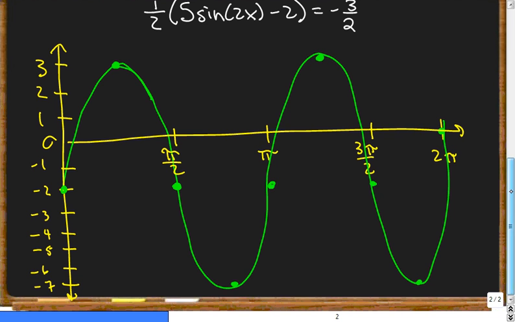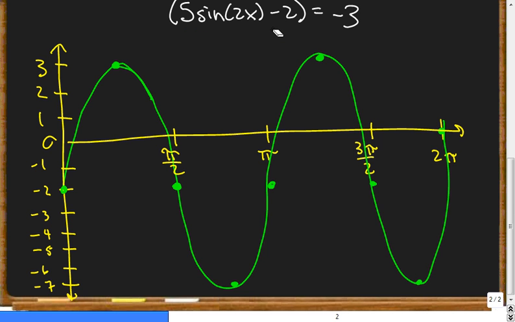So how is this altering it? We know this graph. That's the green graph right here. If we have a half of that, it would actually squish the graph. But we don't actually need to think of it in those terms. What we could do is multiply both sides by 2, and that would return us to our green graph. If we multiply both sides by 2, this would become 5 sine of 2x minus 2, and this would become -3.